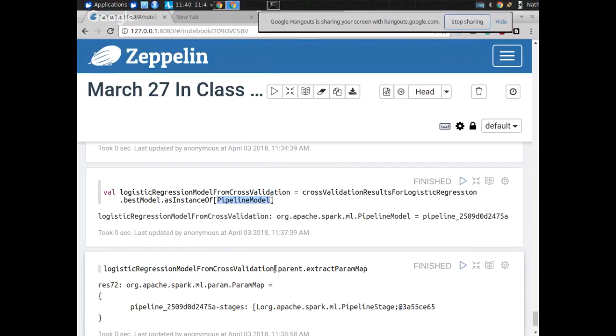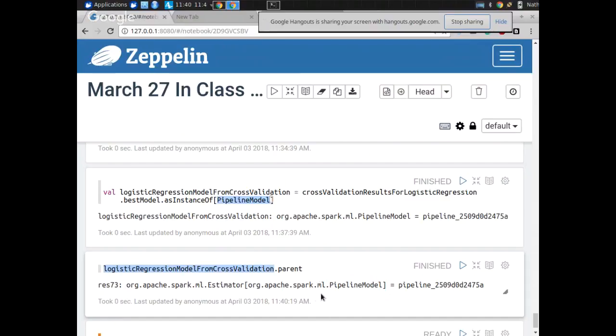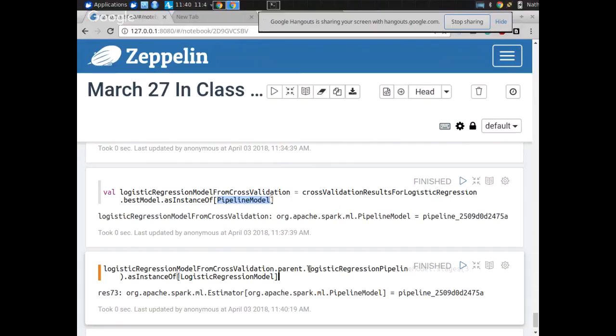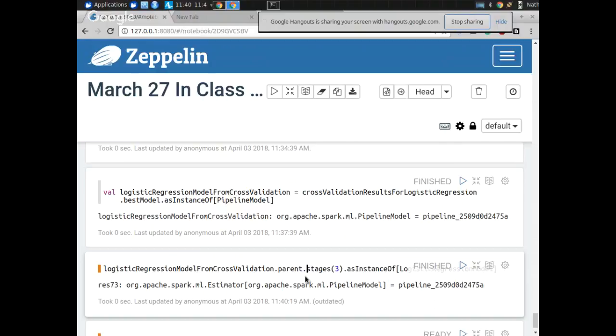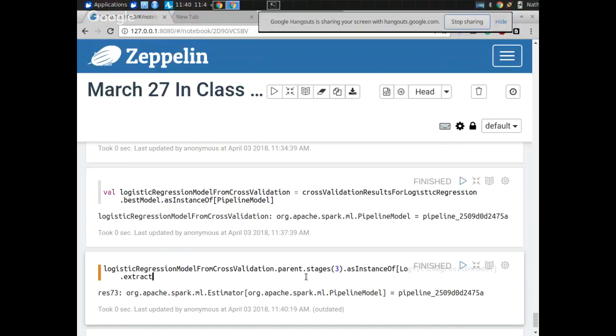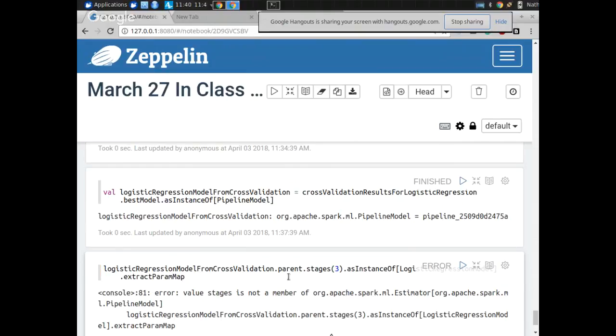So to really get this, I think we would actually need to reach into, okay, so that's the estimator. I've got to be careful here. And I think I might need to go to the stages of this and then ask for the logistic regression model. I'm probably off on this. I'm just winging it here. Param map, and this might allow us to get it. Yeah, no, we can't do that. Okay, I'm going to have to come back to that if we have time here.